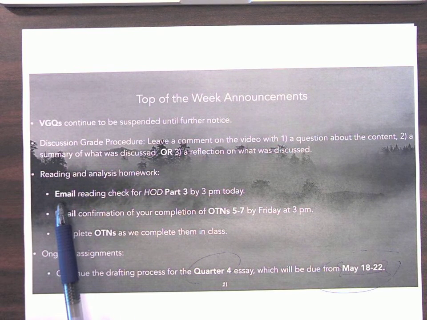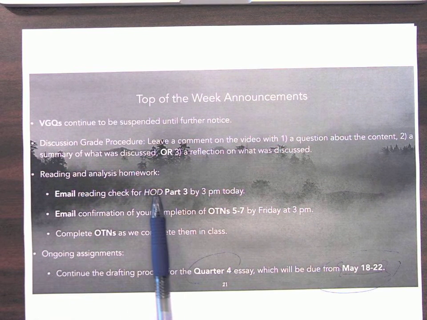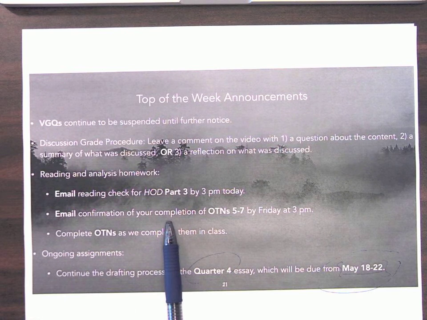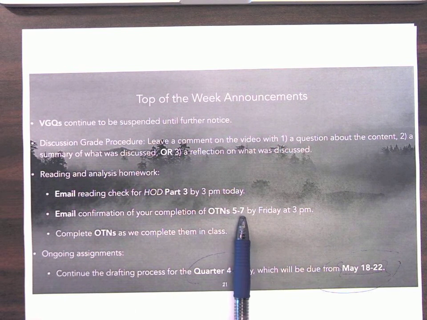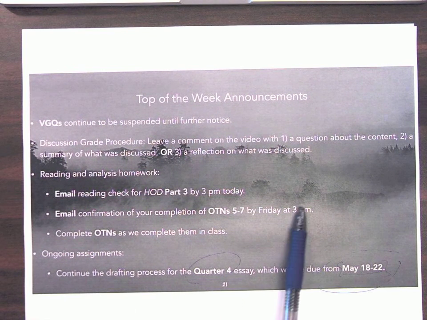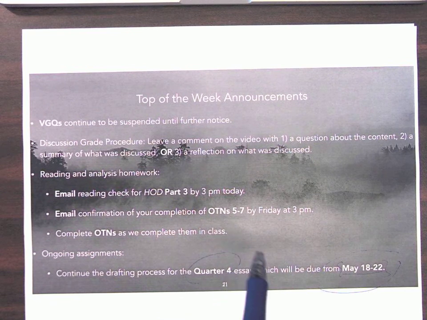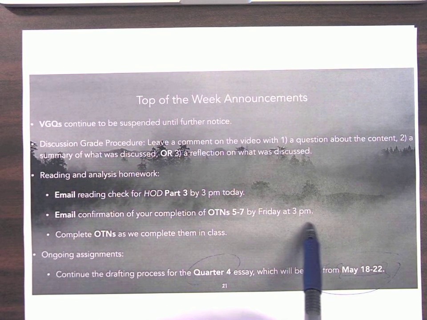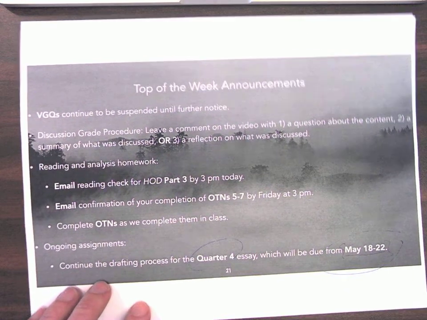Beyond that, make sure that you send your reading check for Heart of Darkness Part 3 by 3 p.m. today. Make sure that you send email confirmation of your completion of OTNs 5, 6, and 7 by Friday at 3 p.m. Do not send me that email today, because we have not completed OTN 7. We're just now starting it. If I get that email from you today, you just see that you're supposed to do that and you rotely send an email.